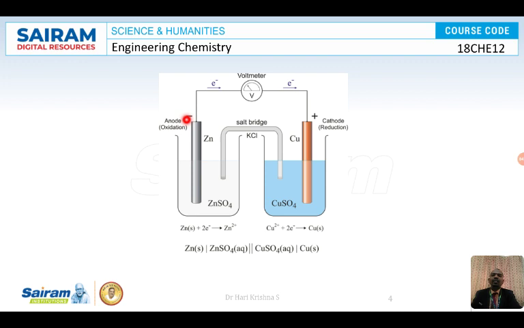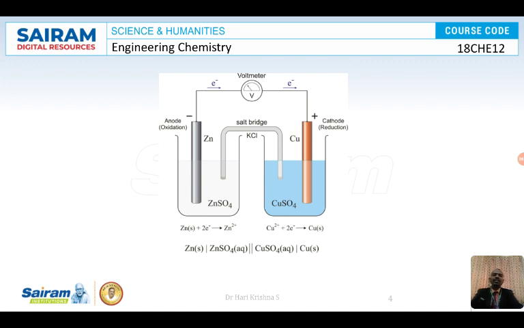Now zinc dipped in zinc sulfate forms a half cell, and copper dipped in copper sulfate forms another half cell. Any metal dipped in its own salt solution acts as a half cell. So we have two half cells here in your Daniell cell. One is the zinc half cell, the other one is the copper half cell. The zinc half cell is connected to the copper half cell through the salt bridge and connected to the voltmeter. The salt bridge is there in order to maintain electrical neutrality. Right. So now what happens when zinc is dipped in zinc sulfate?